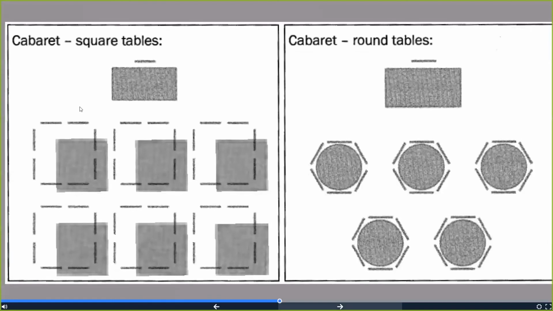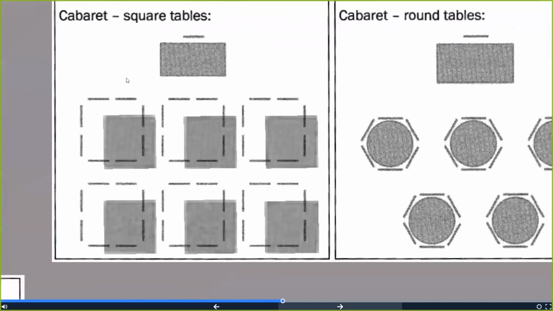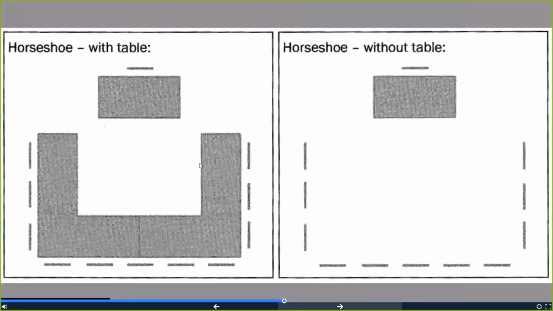You have the horseshoe. We tend to always deliver in the horseshoe. I don't mind the horseshoe because it allows movement for the teacher to access everyone via that central open area. And you can even have horseshoes without tables where you just got your chairs.